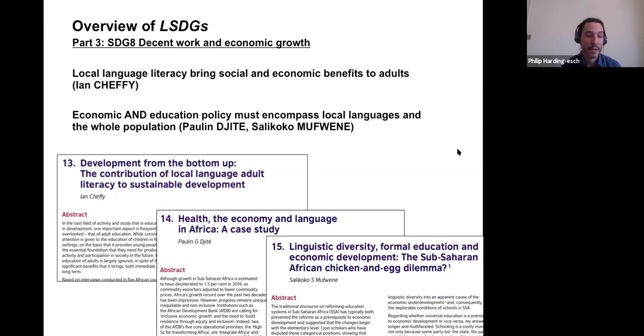Boulanger and Salikoko Mufwene argue that economic and education policy together must encompass local languages and include the whole population, many of whom are excluded because their language is marginalized. Boulanger has some really interesting data looking at the link between health, the economy and education, data from the Ebola crisis in West Africa. And Salikoko Mufwene makes a really strong argument that the economy and education are intertwined and that they have to be expanded to include local values and break away from international ones.